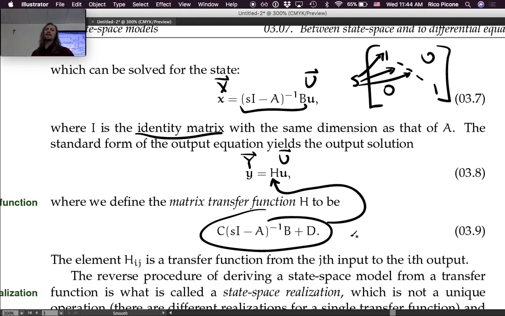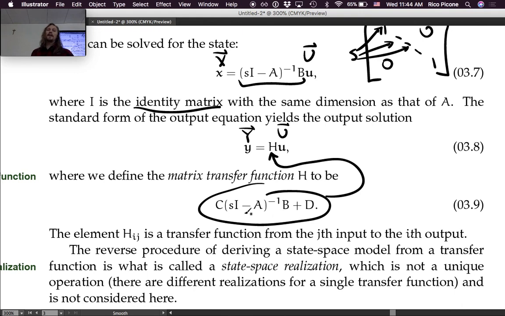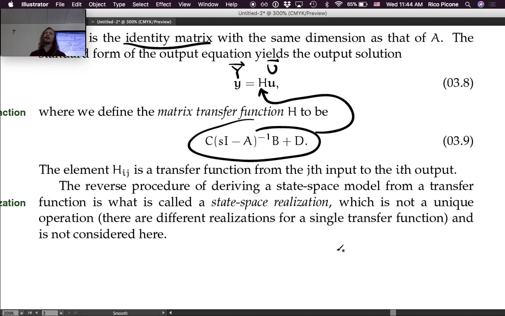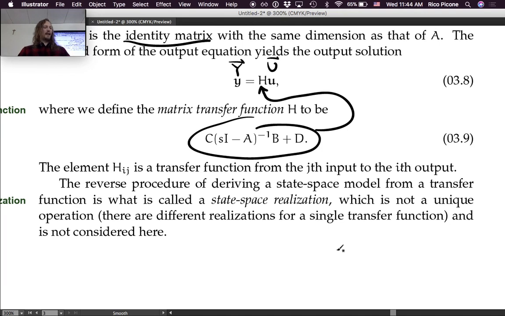So this is the solution. So if you have your A, B, C, and D matrices, you can define the transfer function from any input to any output just with this expression, which is pretty great. So this is super powerful, 3.9. We're going to keep coming back to that. But for now, we're just interested in the fact that we were able to do this.